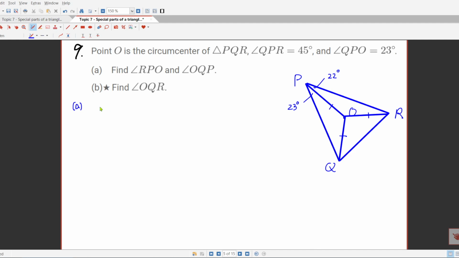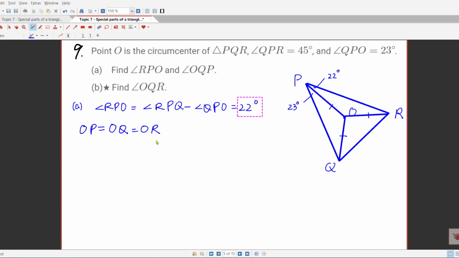Okay, first of all, let's write this down. RPO equals angle RPQ minus angle QPO, which is 22 degrees. That solves RPO actually, right? And then OQP. Since O is the circumcenter, it's equidistant from the vertices of the triangle, right? So OP equals OQ equals OR. Since OP equals OQ, we have this angle is also 23 degrees, right? So angle OQP is also known to us. Equals angle QPO, which is also 23 degrees.